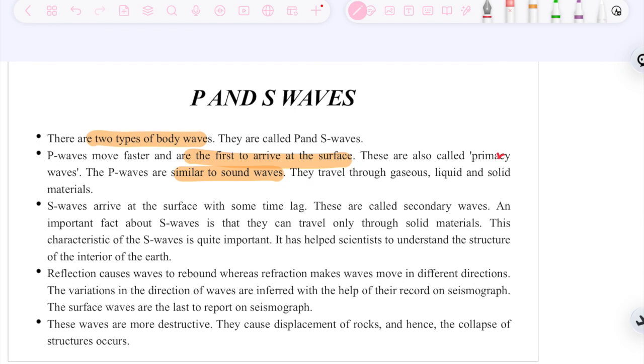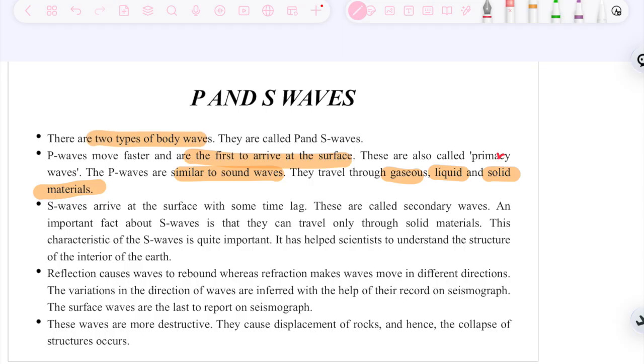Do they travel in all the mediums? Like, can they travel in solid, liquid and gases? So yes, P waves can travel in all the mediums, that is gaseous medium, liquid medium and solid medium. Now what we have understood about P waves is that they are primary waves and they arrive first at the surface. They are also similar to sound waves. We looked at the propagation of these waves, and these can travel through all the mediums, that is gaseous, liquid and solid. The second type of body waves are called the S waves.